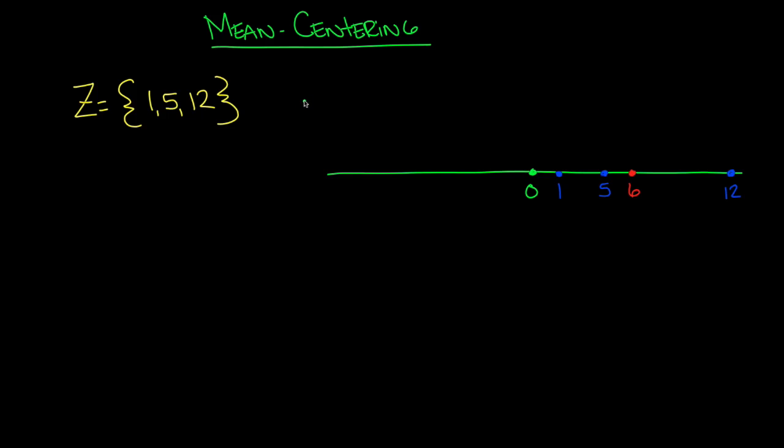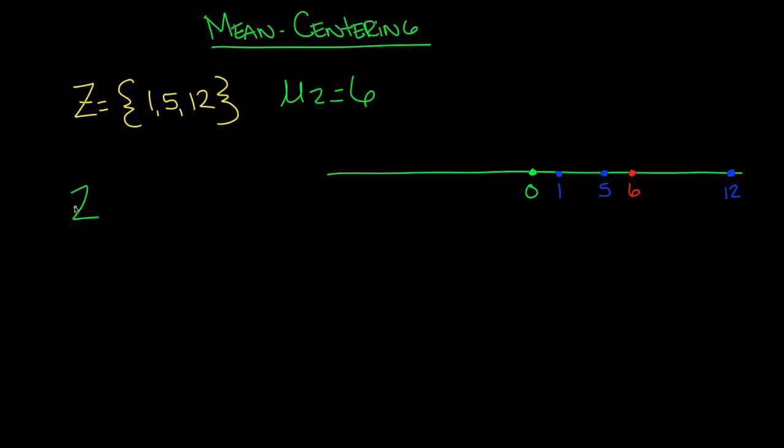Here's our friend Z. It has 3 elements in it, 1, 5, and 12. Previously we computed that the mean of Z is 6. Over here we see the 3 elements in Z in blue, 1, 5, and 12, and there's the mean, 6, there. Let's form a new set. Let's call it Z prime.